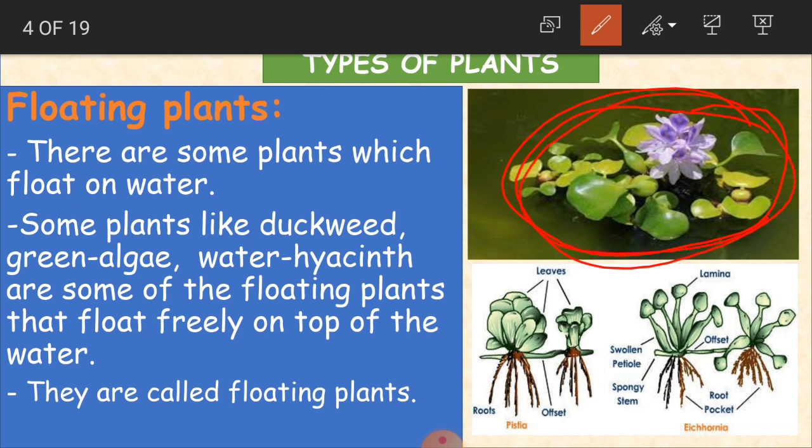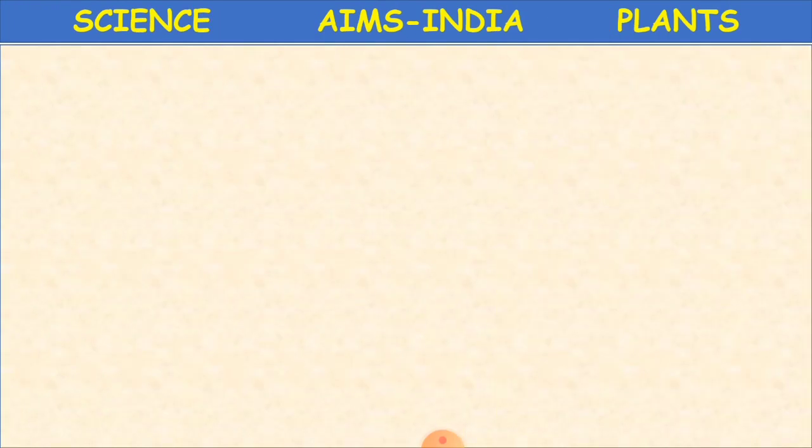For example, duckweed, green algae, water hyacinth. These are some types of floating plants, and they float freely on the top of the water. We are able to see very clearly that they are on the top of the water. They are called floating plants. Clear, children?